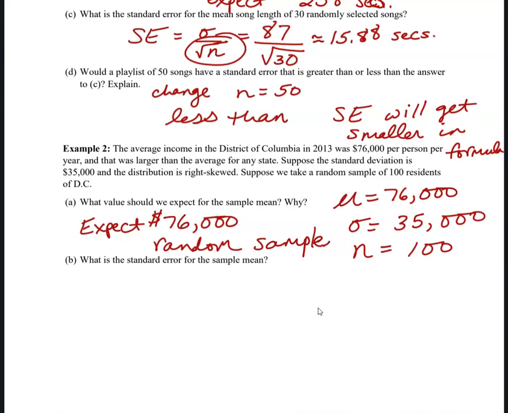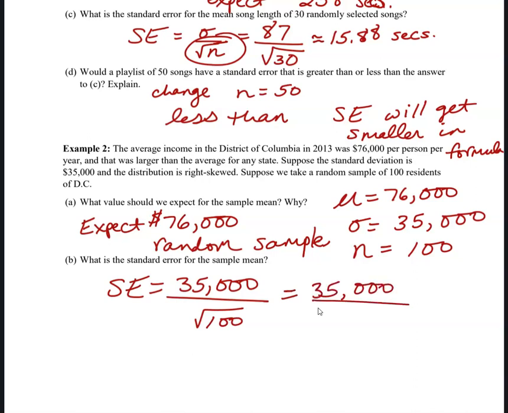What is the standard error for our sample mean? That's our formula. So that's going to be 35,000 divided by the square root of n, which is 100. So that's going to be 35,000 divided by 10, lose one of these zeros, and we get a standard error of 3,500. Now, let me show you what this looks like in the Art of Stat website.